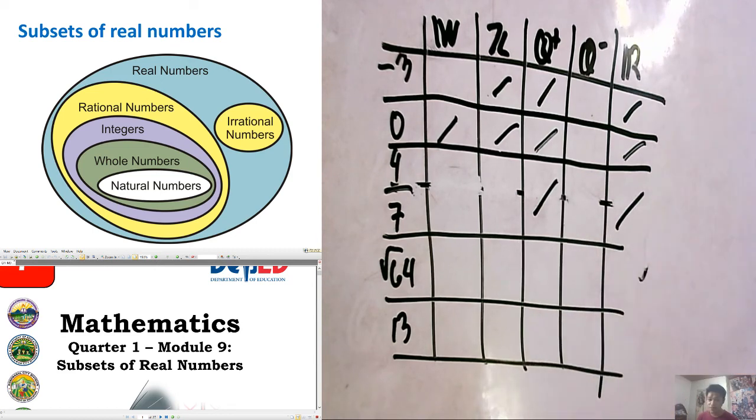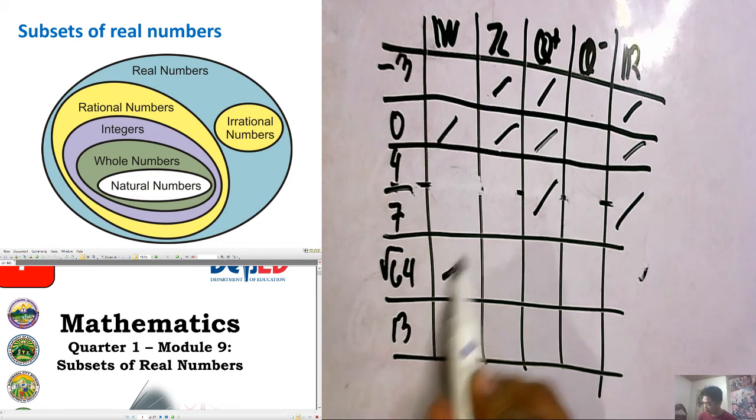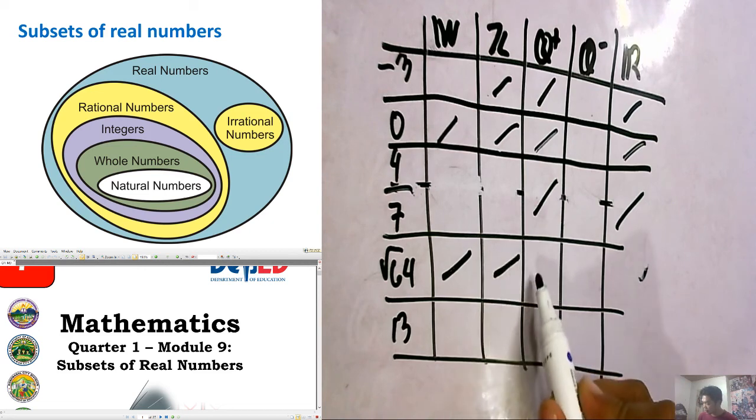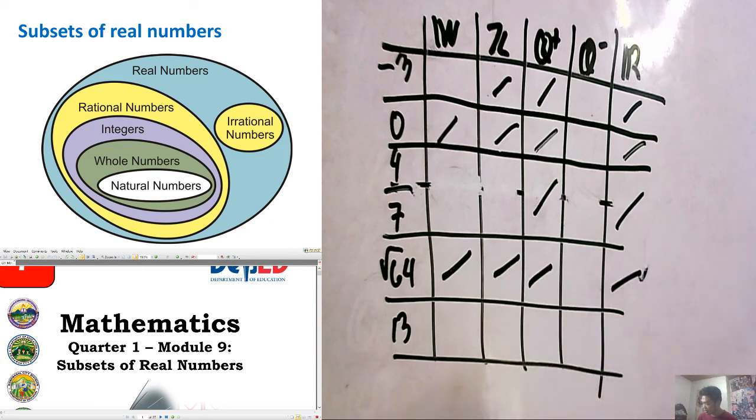So square root of 64. Square root of 64 is a perfect square with the answer 8. And 8 is a whole number. At the same time, it is an integer, a rational number, and a real number, if you go back to our figure.